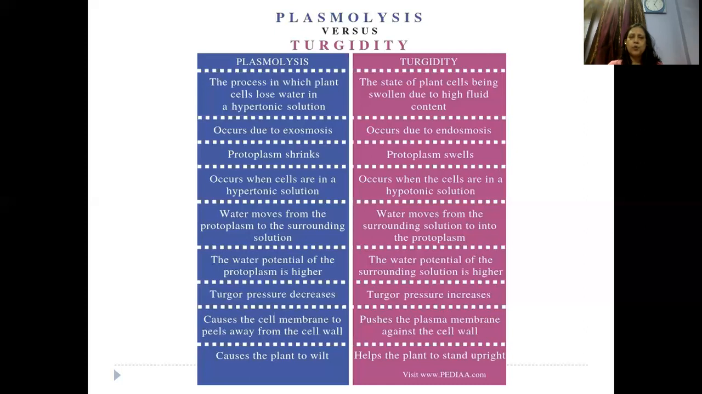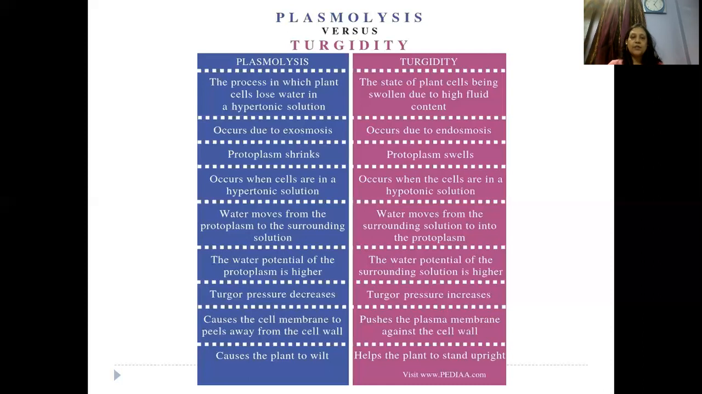Now what happens in plasmolysis? What happens to the protoplasm? The protoplasm shrinks. Why does it shrink? Because everything from inside goes outside. So inside का जो protoplasm है वो shrink हो जाएगा क्योंकि अंदर से बाहर सब कुछ चला गया है. Yes. So the protoplasm shrinks in case of plasmolysis, whereas in turgidity, the protoplasm swells because there is an intake of water. बाहर से पानी अंदर आया है. Okay, so the protoplasm swells here.